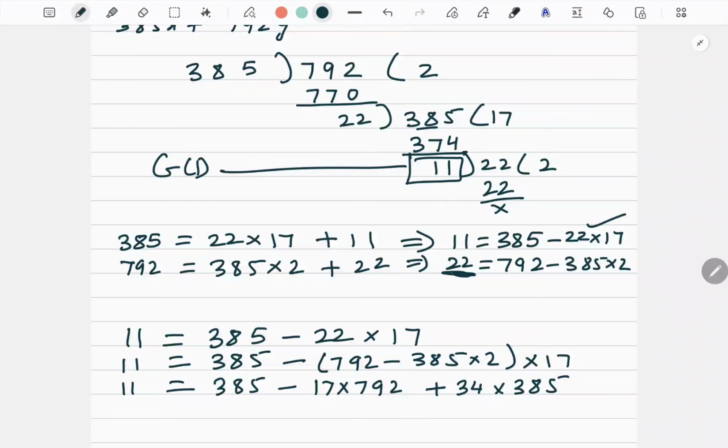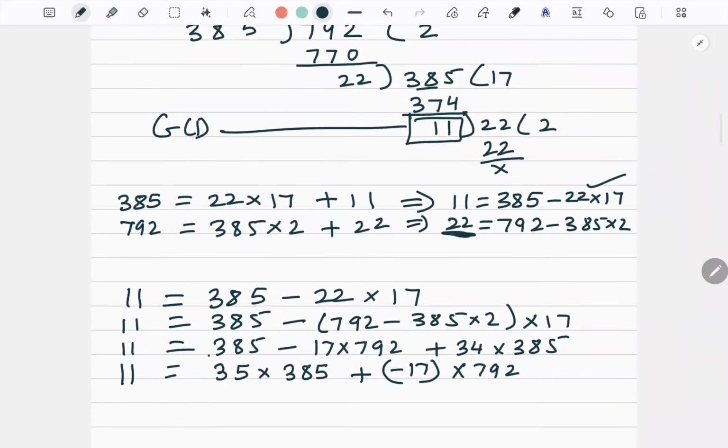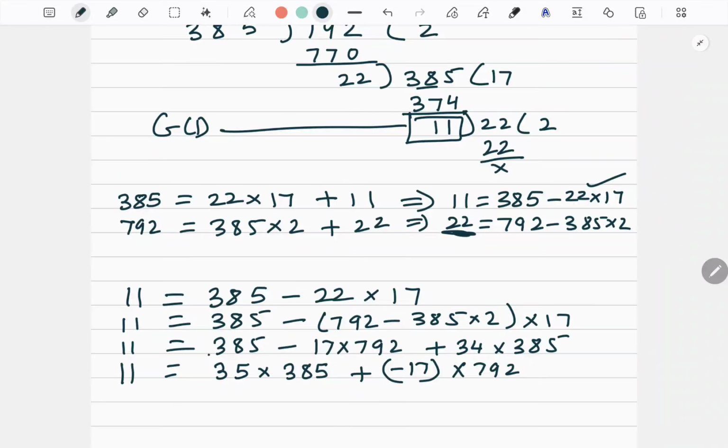Always remember, I should not multiply 385 by anything because I need to retain it. Okay, 792 and 385 I have to retain. So don't multiply it by anything. So now 11 is equal to 385 here, 1 385 here, 34 385. So 35 into 385 plus minus 17 into 792. Correct. So as per my question, I have to express the GCD in the form of 385x plus 792y. So x is equal to 35 and y is equal to minus 17. That is my answer.